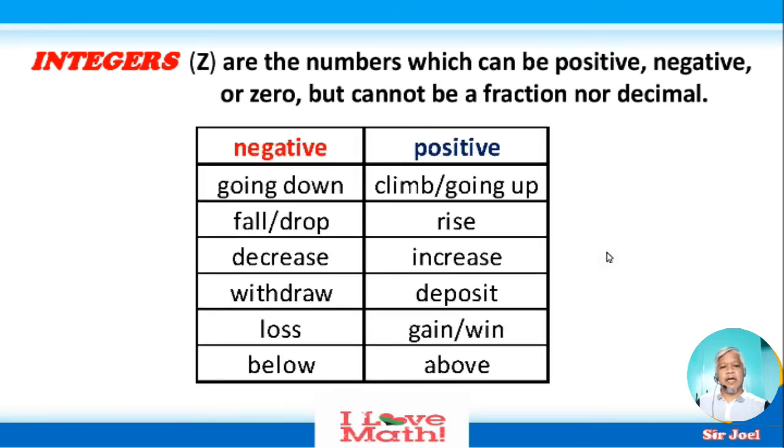So, in real life, when you speak of negative, let's say, and even positive, tingnan natin. In real situation, under negative column, we have going down, then fall or drop, then decrease. We also have withdraw, loss, and below. While for the positive column, meron tayong climb or going up, which of course is the opposite of going down. Meaning to say, the opposite of negative is positive, diba? Now, for negative fall or drop, the positive one is rise. Tama? For the negative decrease, the positive is increase. And for withdraw, which is negative, the positive is deposit.